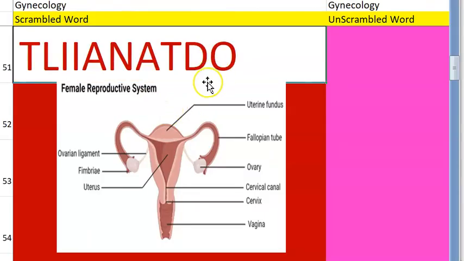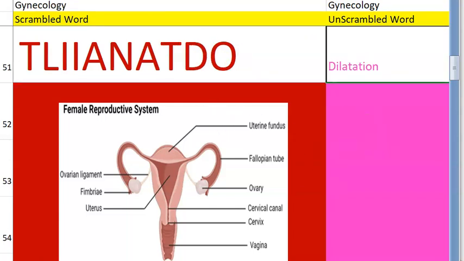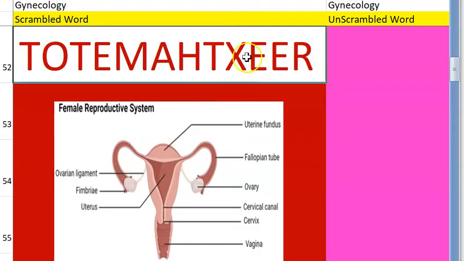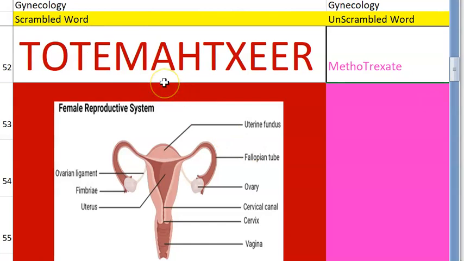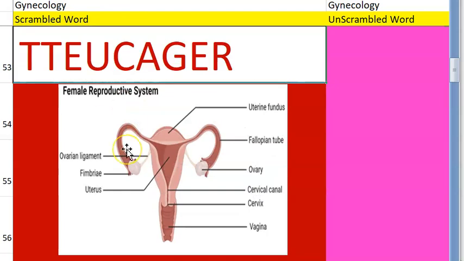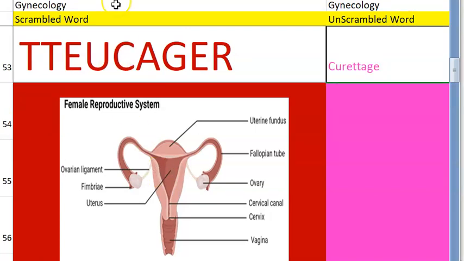Okay, what is this 51st one? It's something that the cervix does. Okay, starts with a D. Yes, dilatation. 52nd one here. What do you think this is? Starts with M. It's the name of a drug. Methotrexate. Why do you give methotrexate? For all these carcinomas, etc. You give methotrexate, isn't it? Then antimetabolites. What is this one? Starts with a C. Dilatation and curettage.